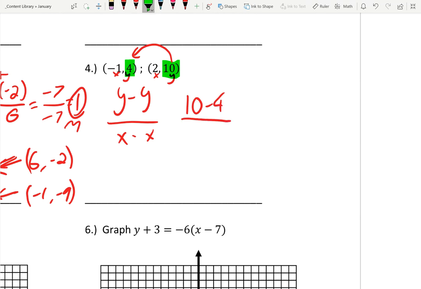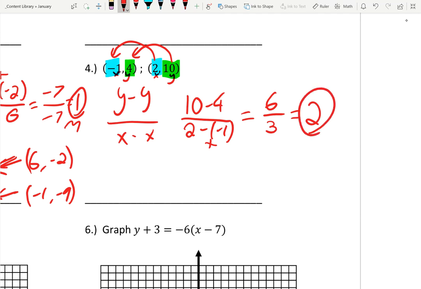All right, and now also we have to do the x values. So our x values are 2 and -1. Again, I always take the second one and subtract the first one. So 2 minus a -1. Keep in mind, subtracting a negative goes like this. So when you simplify, 10 minus 4 is going to be 6. And 2 minus -1, remember, a minus a negative is kind of like a plus. So 2 plus 1, which is 3. 6 divided by 3 simplifies to 2, making this my slope. This is m.